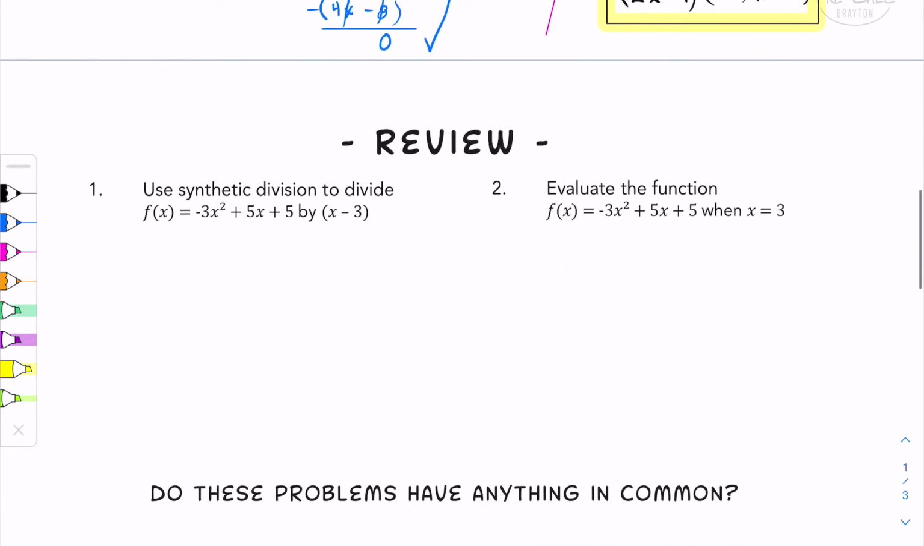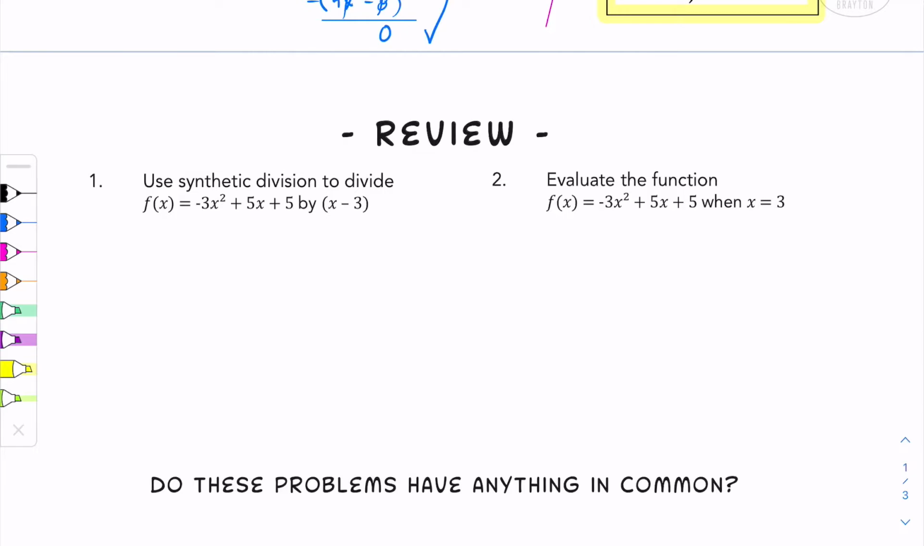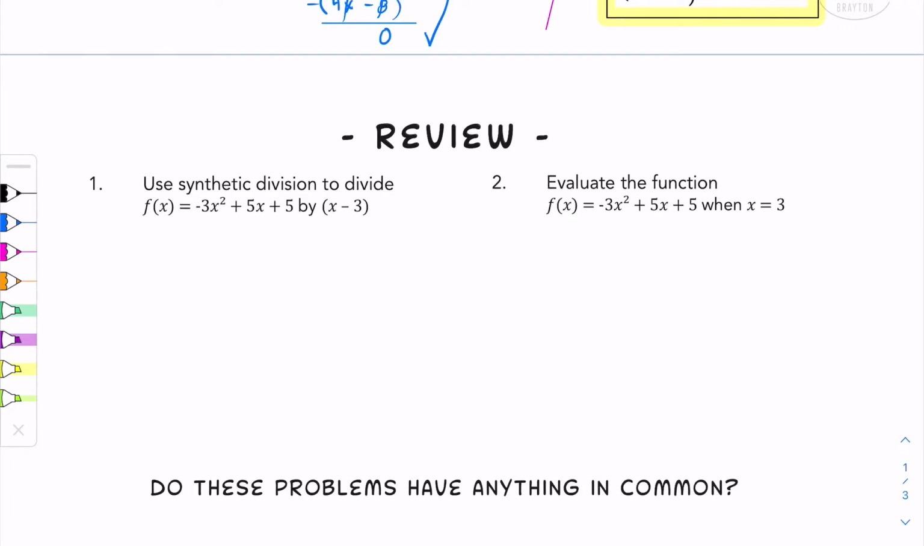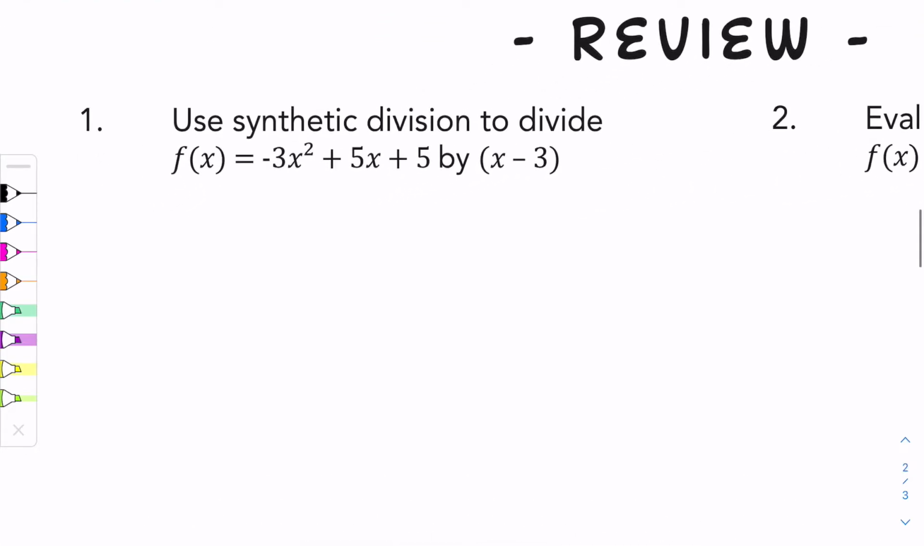For the next section, we need to review synthetic division and also review evaluating a function. So I'm going to go through these pretty quick. Hopefully you notice something similar between the two of them while I'm going through them. Number one is synthetic division. We have 3x squared plus 5x plus 5, and we're dividing this by x minus 3. X minus 3 would give us the synthetic divisor of 3.